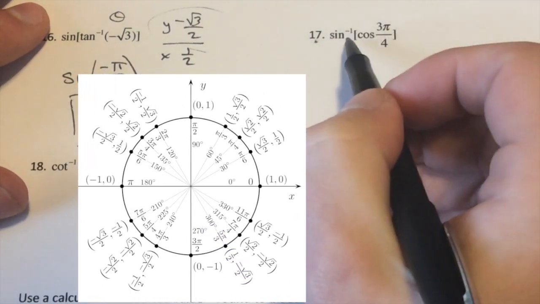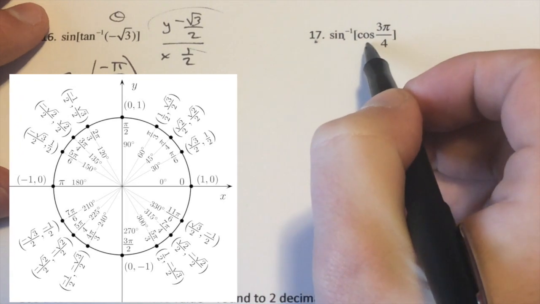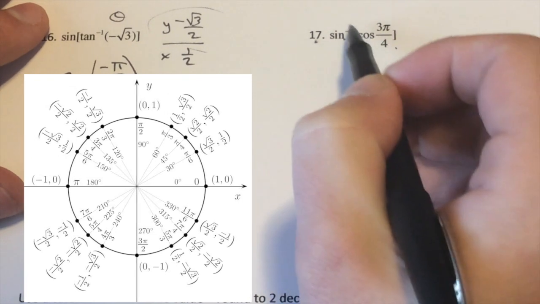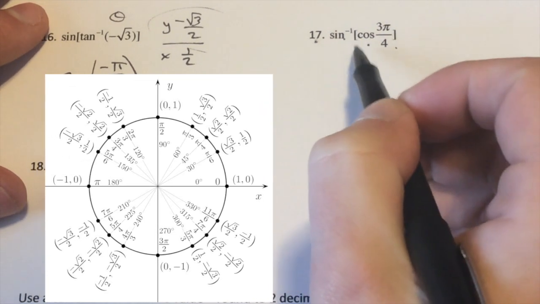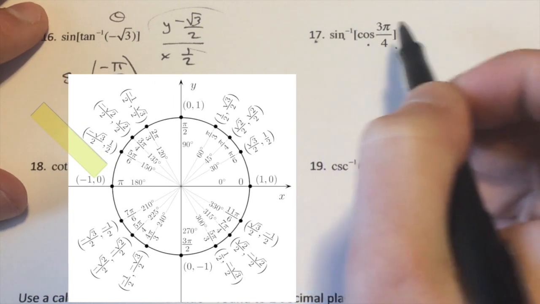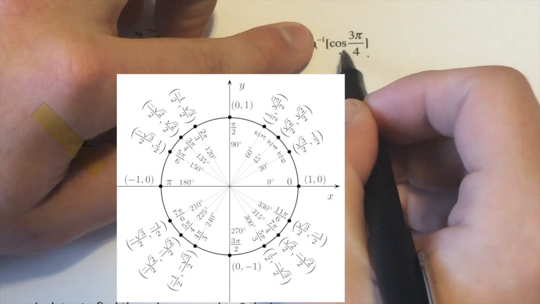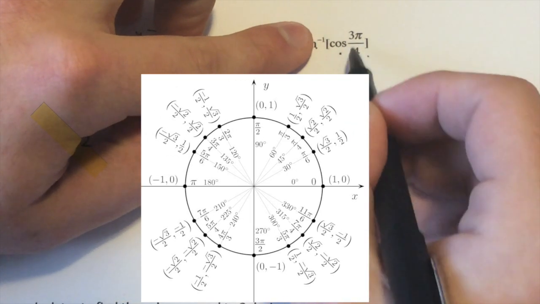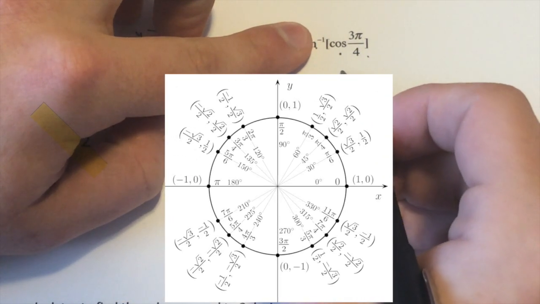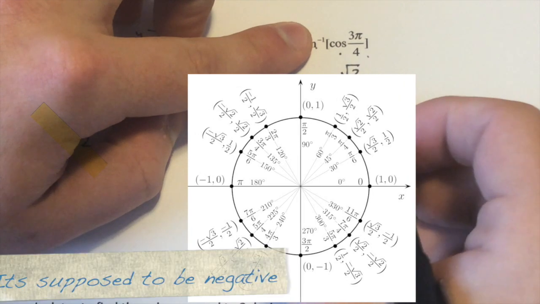Next one, what is the inverse sine of cosine of 3 pi over 4? So we're looking at an angle question here. We first want to find the inside piece. What is the cosine of 3 pi over 4? The cosine of 3 pi over 4 is the square root of 2 over 2.